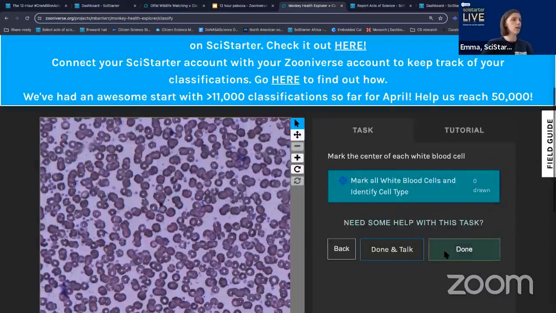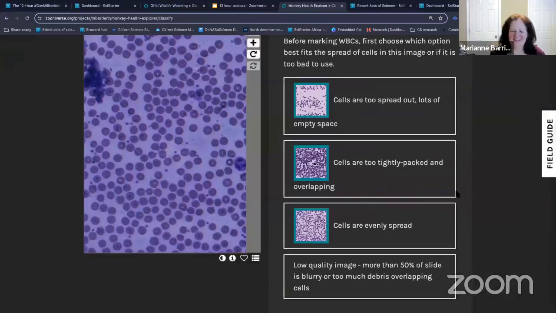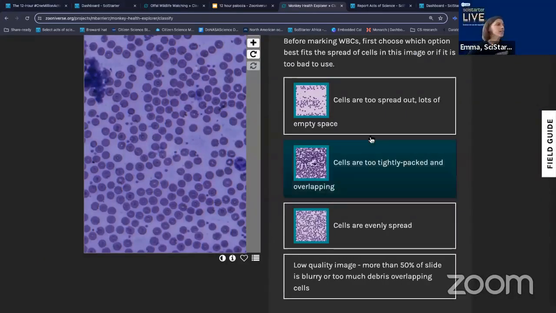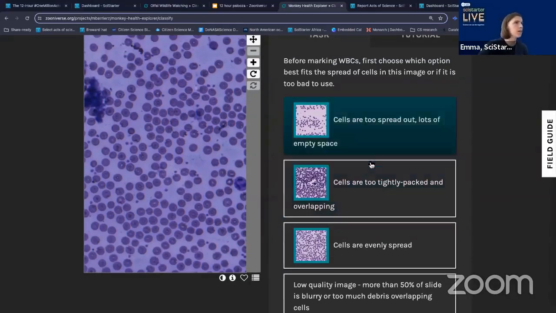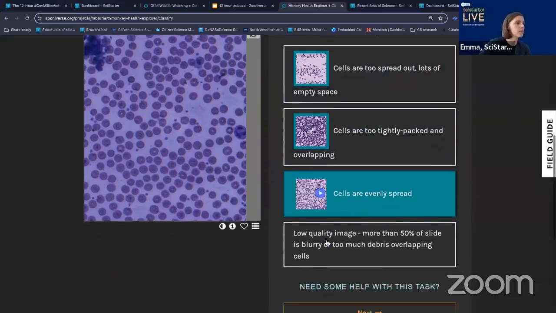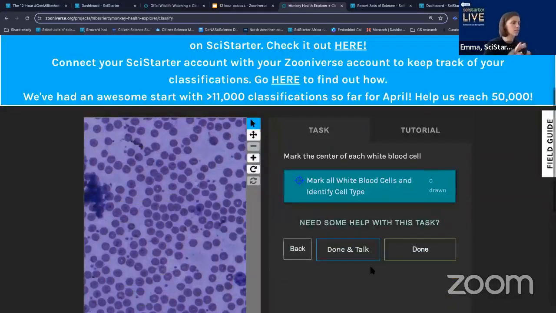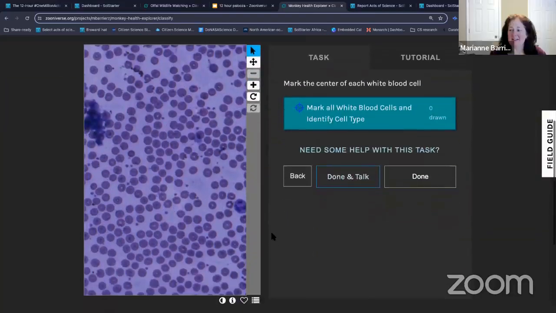No. Click the next. Done. Okay. Ooh, I see one. So this one, even though it's dark, it's pretty evenly spread. Feels pretty good. And it seems like it's an art to be able to make a slide evenly spread. Yeah, it is.